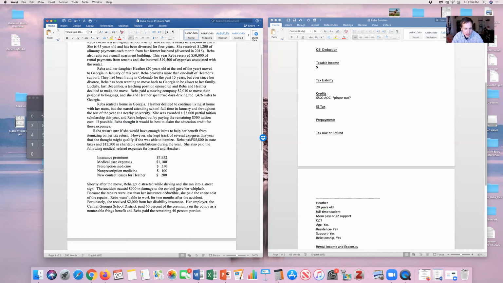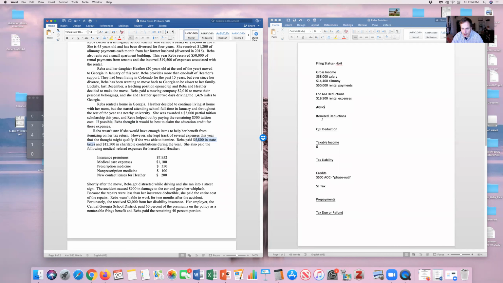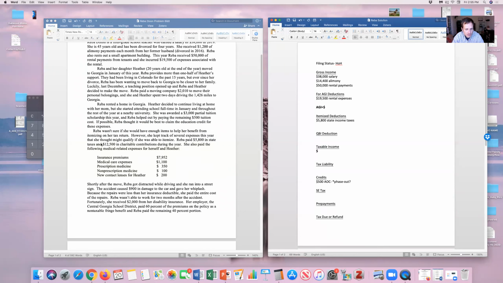So she paid $5,800 in state taxes. It's definitely something that's eligible for an itemized deduction, so I'm going to put 5,800 state income taxes. What else does it tell us? She gave 12,500 in charitable contributions during the year. It doesn't tell us more than that. We're going to assume that those are all eligible to qualified charities, and that's the amount of the deduction.